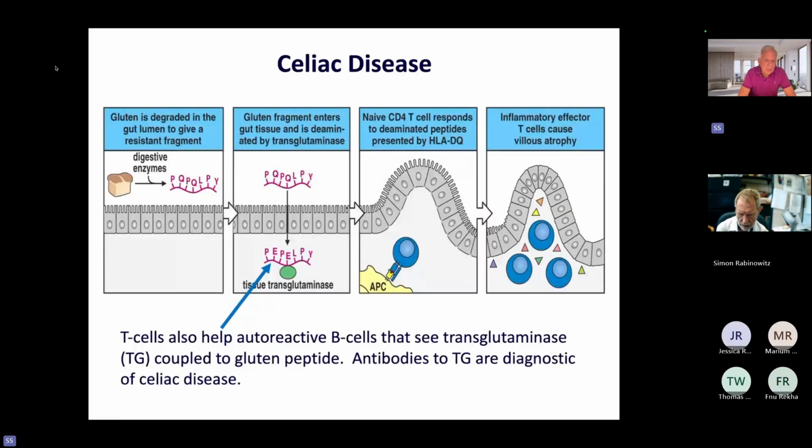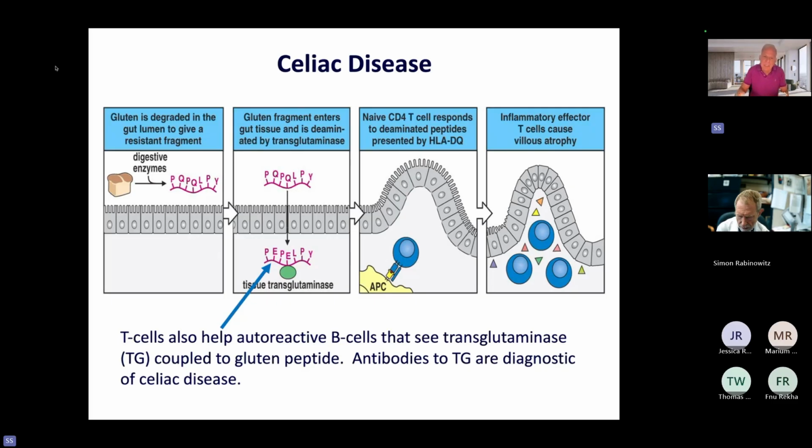This cartoon shows how this all happens. Going from left to right, gluten in the gut is degraded to give a resistant fragment. This is a fragment that's resistant to intraluminal hydrolysis. This gluten fragment enters the gut tissue. How does it do that? It does that via paracellular uptake. And this would also involve the opening of tight junctions. So if you're going to do that, there has to be some predisposing factor that allows the uptake of this fragment via the paracellular pathway.